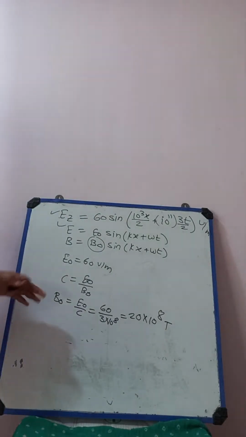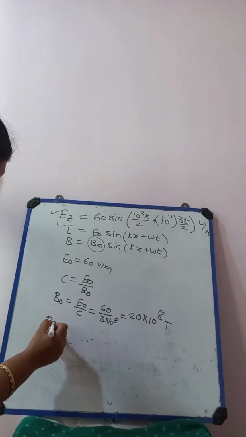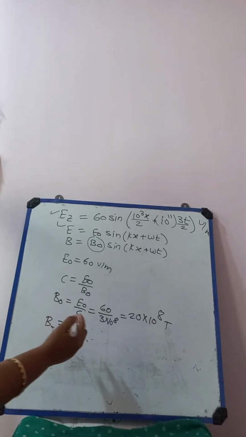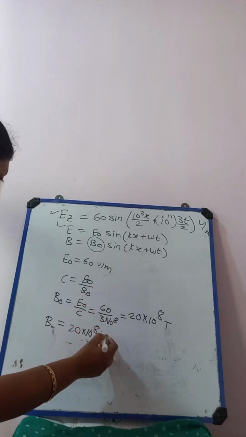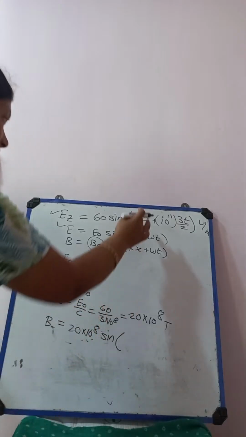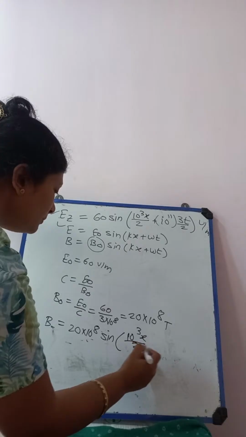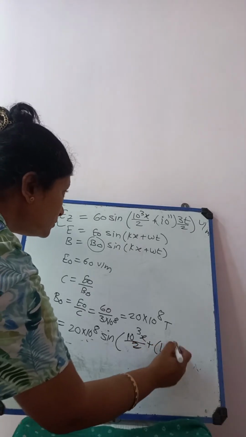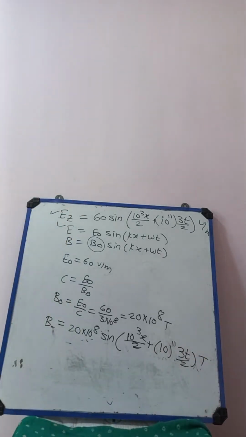Getting it? Once I get this B naught, substitute over here. So B is equal to 20 into 10 raised to minus 8 sine of the same thing will come: (10 raised to 3 x by 2 plus 10 raised to 11 3t by 2) Tesla. This is the expression for the first part. Understood? So practice this question. Same questions you can practice.